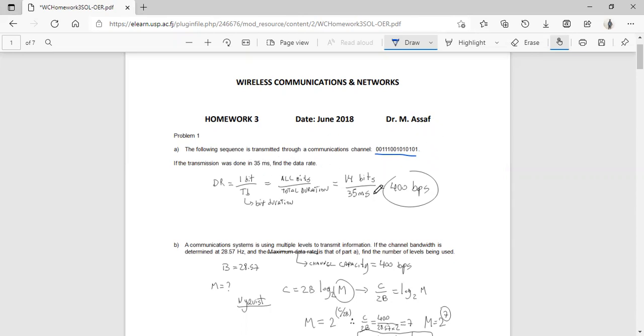In order to find the data rate, we need to divide the number of bits being transmitted, that is 14 bits, by the total time taken to transmit them. So 14 bits divided by 35 milliseconds is going to give me 400 bits per second.